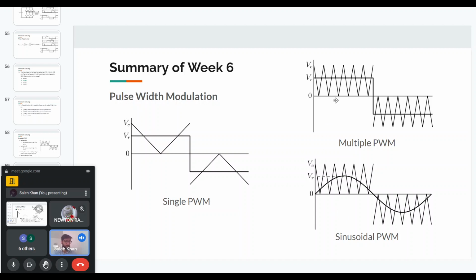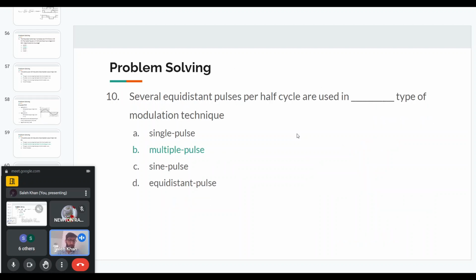That is why the answer to this question is multiple pulse PWM, because in this case we have a constant line reference. That means the off times will also be the same. So I hope this is understood. The answer to this question is multiple pulse.